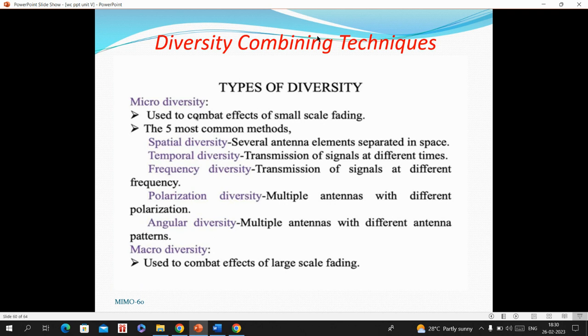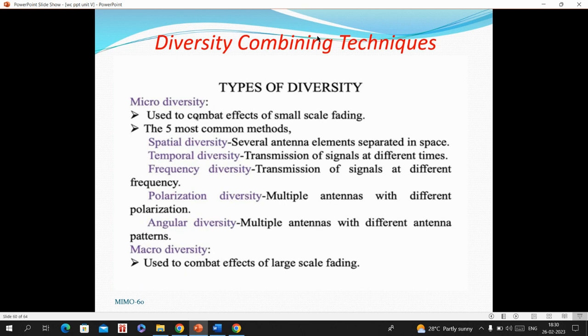So the different signals have different radiation patterns, or they vary in space, time, frequency, or polarization. How we are going to combine these multiple signals is called diversity. So this is about micro diversity. Normally, micro means small fluctuations in the received signal. This micro diversity occurs because of small scale fading effects in the channel.